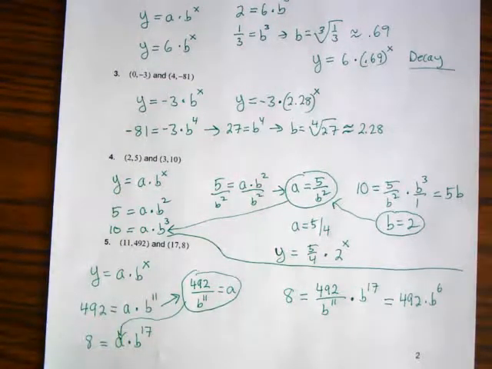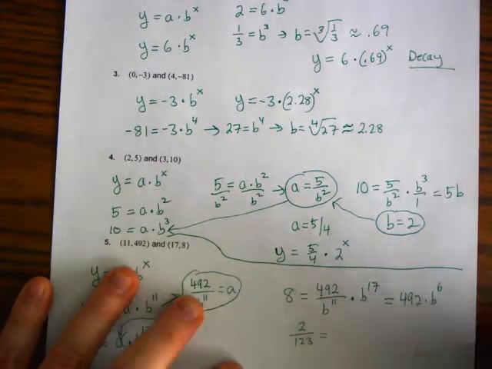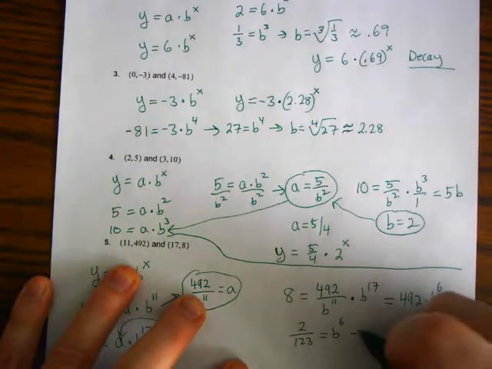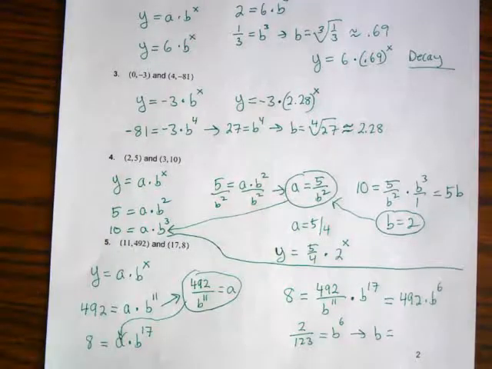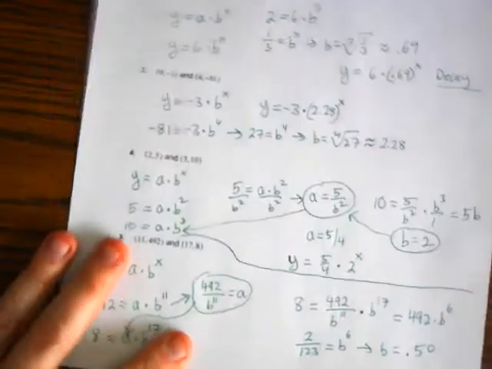Alright, I divide both sides by 8. I'm using my calculator here. 8 divided by 492. And that happens to be 2 over 123 equals b to the 6th. And then I take the 6th root, and again I'm just going to use my calculator here. 6 math, 6th root of 2 over 123. I get 0.50, rounding to 2 decimal places. B is 0.50.